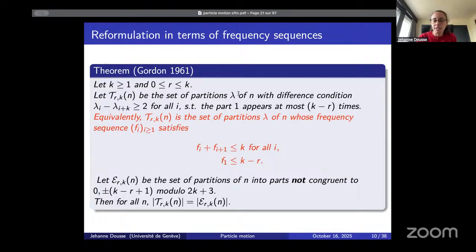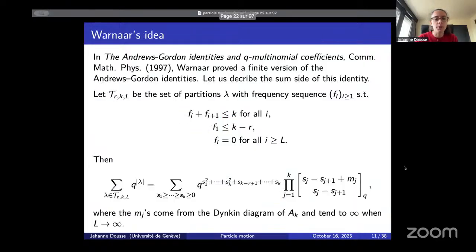And we still need these conditions that the part 1 appears at most k minus r times. So this is very nicely written in terms of frequencies. It is equivalent. Okay, so what we will actually prove is that the sum side of the Andrews-Gordon identities is indeed the generating function for partitions whose frequency sequences satisfy these relations that I just highlighted.